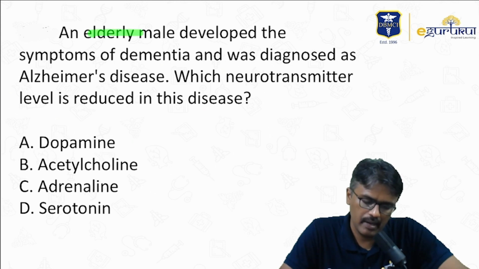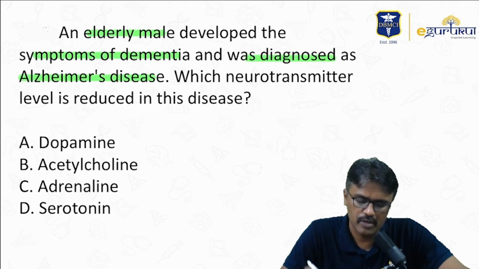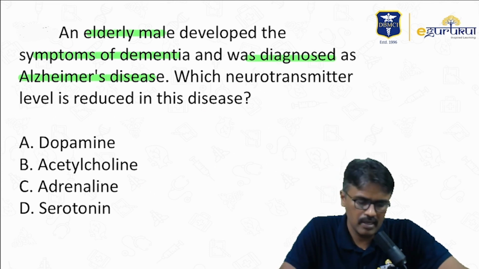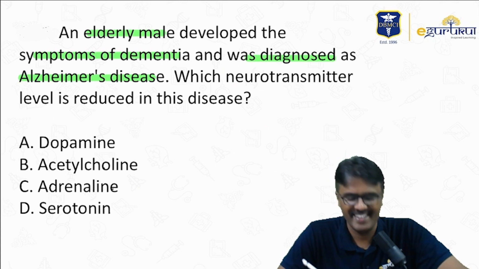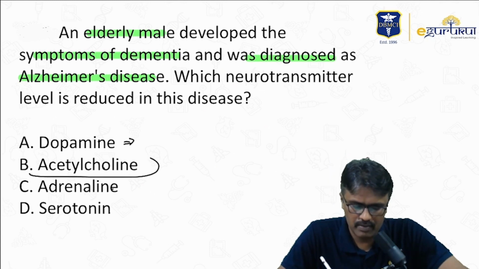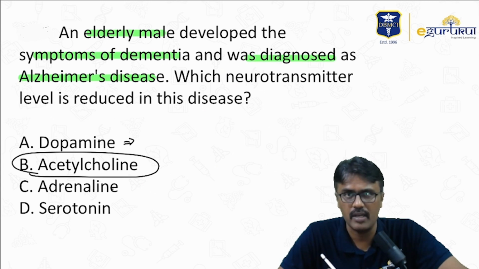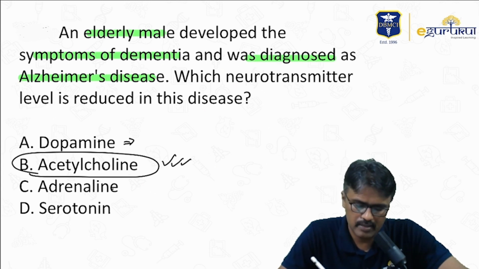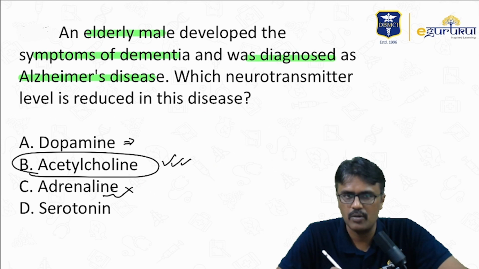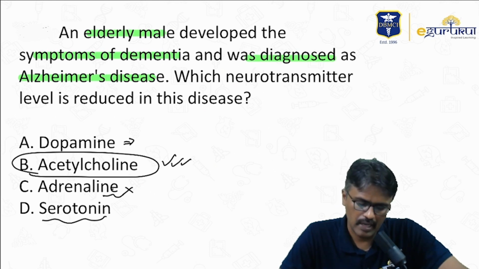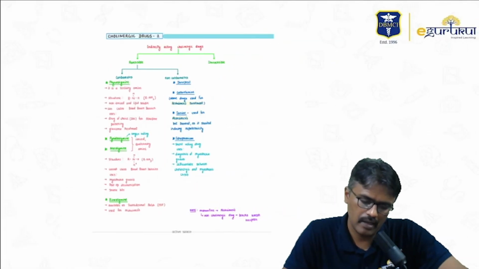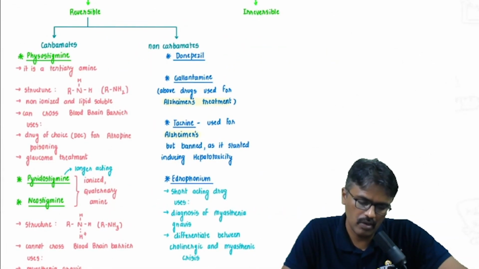So an elderly male developed symptoms of dementia and was diagnosed with Alzheimer's disease. Which neurotransmitter is involved? Is it dopamine, acetylcholine, adrenaline, or serotonin? Dopamine level is decreased in Parkinson's disease. Acetylcholine levels play a major role in Alzheimer's disease. So this is the right answer. Adrenaline, nothing to do. Serotonin is playing a role in depression. So the answer is acetylcholine, and this was discussed during cholinergic drugs.